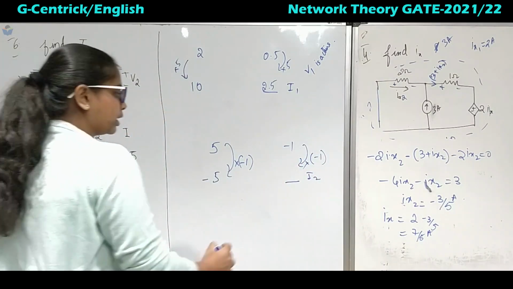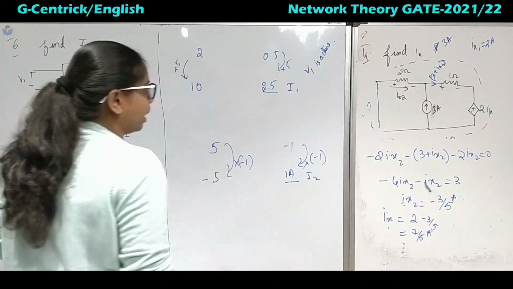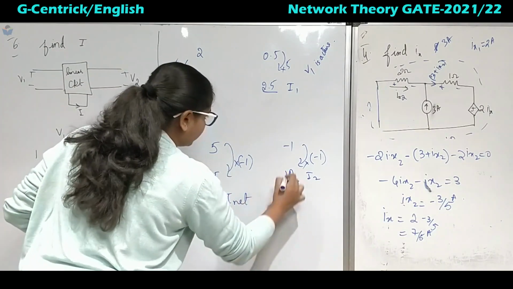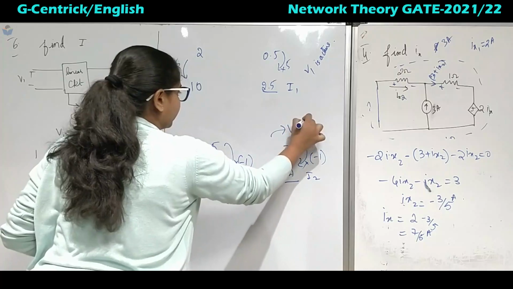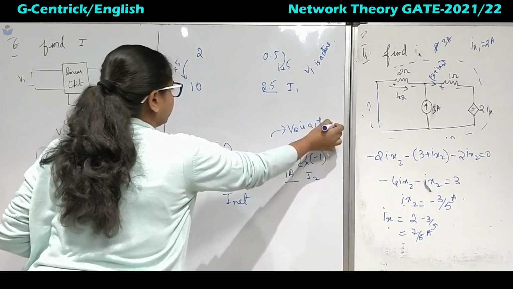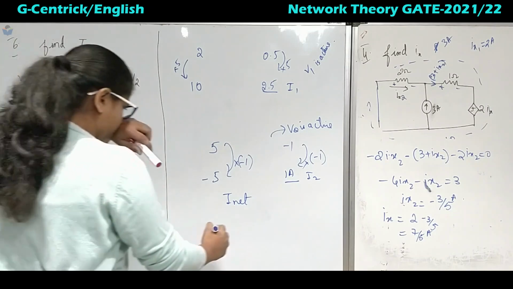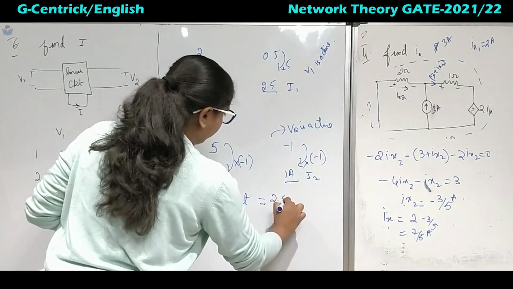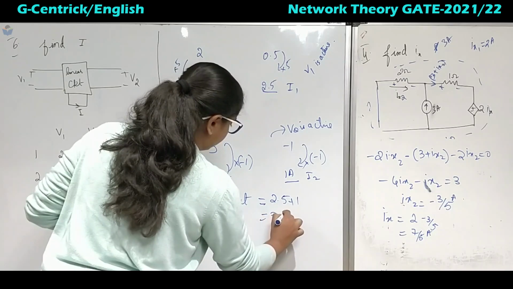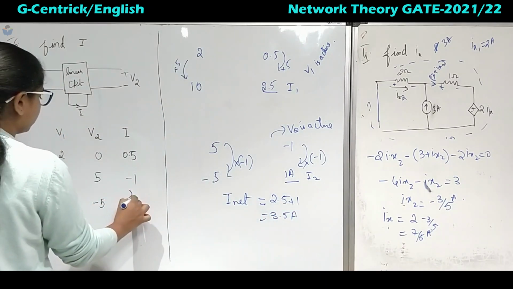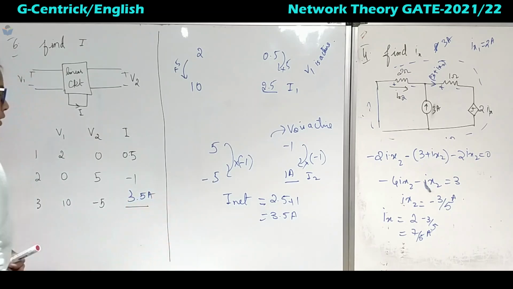So minus 1 into minus 1, we will get it as 1 ampere. So what will be the net current when V2 is active? Okay, V1 will be short circuited, so that is why we are getting 0 here. So I net is nothing but 2.5 plus 1, that is 3.5 amperes. Okay, so the answer for this question is 3.5 amperes.